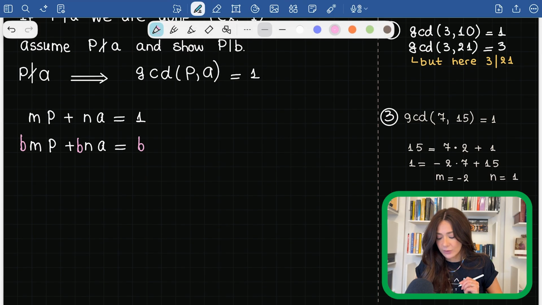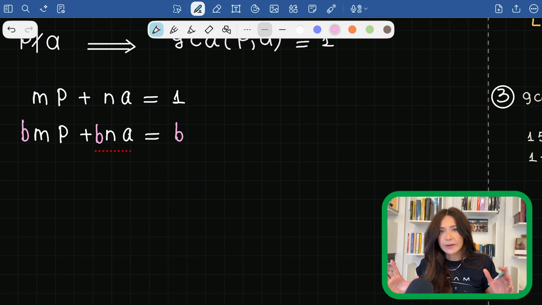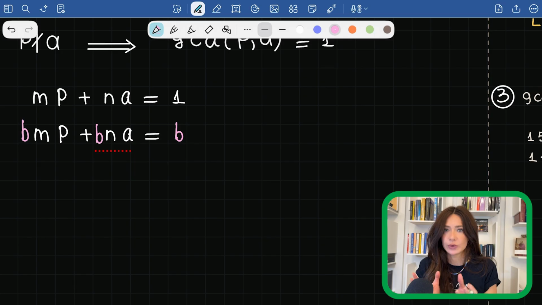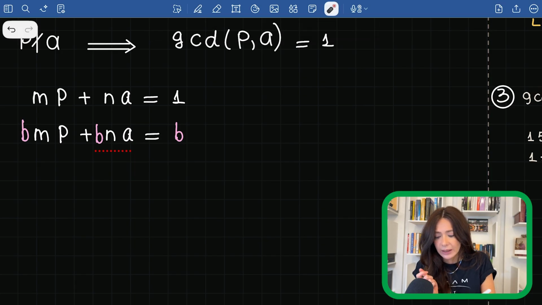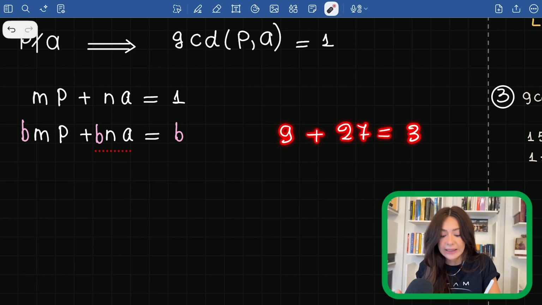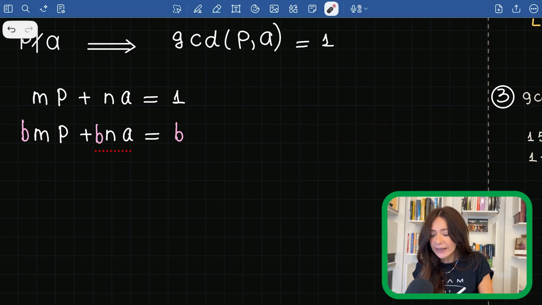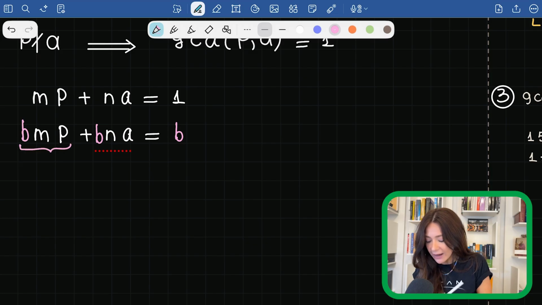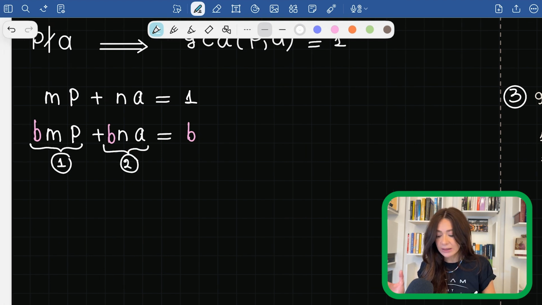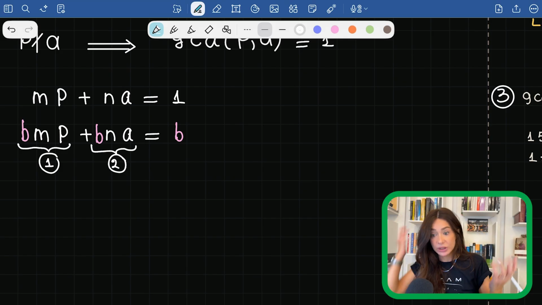Now, there is this fact of life that if a number divides two things, then that number divides the sum of those two things. Like if a number, let's say 3, divides 9, right? And then 3 also divides 27. And then 3 divides their sum, 36, right? And it works for other numbers as well. So if I can prove that P divides this first expression, and I can prove that P divides the second expression, then I'm done. It divides the whole sum, which equals B.